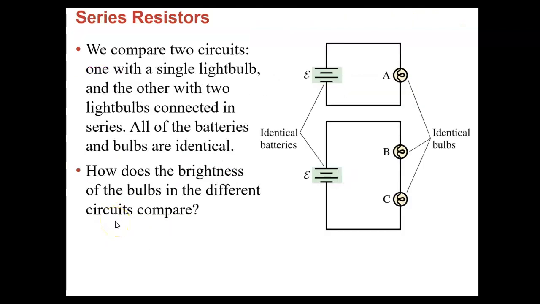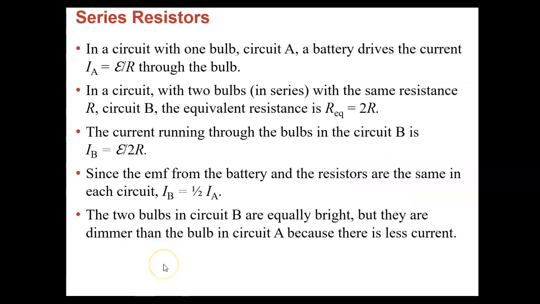Okay, so when we compare two circuits, one with one bulb, one with multiple, all the batteries and bulbs are identical. How does the brightness of the bulbs in the different circuits compare? So in the circuit with one bulb, circuit A, the battery drives the current. In the circuit with two bulbs with the same resistance, the equivalent resistance is twice as much. So the current running through the circuit in circuit B, the 2 bulb, is voltage divided by 2 times resistance.